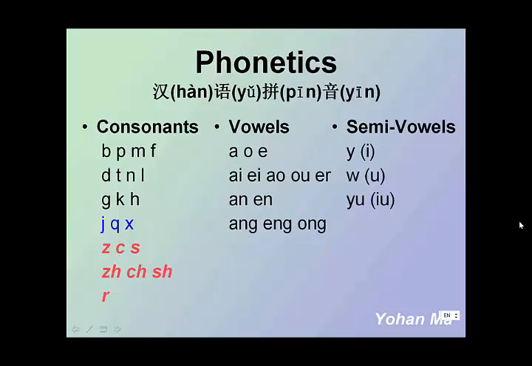J, Q, and X are pronounced a little differently from our concept in English. J is G. Since the letter G is already used for the K sound, we have to use some other letter for the sound G. So we come up with J, which is similar to the English pronunciation, G.